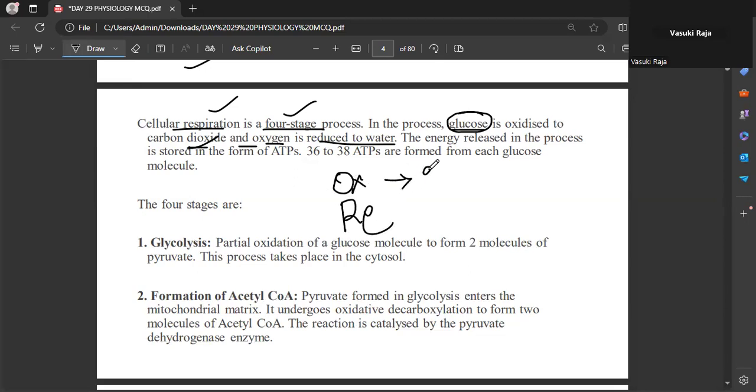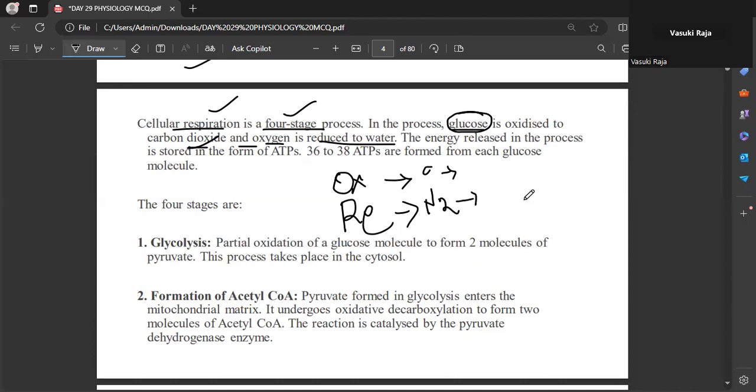Here, oxygen is getting accepted. Here, hydrogen is getting accepted. Here, the electrons will be lost in oxidation. In reduction, there will be a gaining of electrons. So you should know the difference between the oxidation reaction and the reduction reaction.